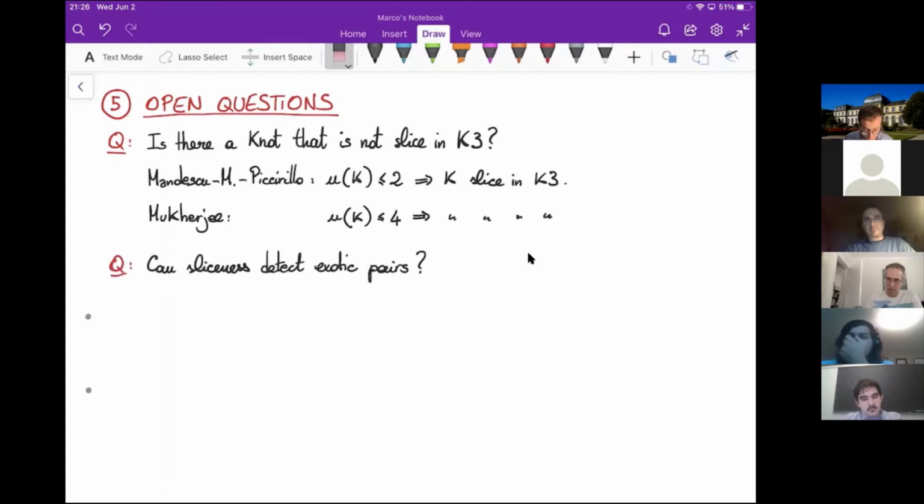And the second question is whether sliceness can detect exotic pairs. So in our work, we showed that H-sliceness detects exotic pairs. But we have not been able to show that sliceness detects any exotic pairs, even for indefinite four-manifolds. So this question stands.